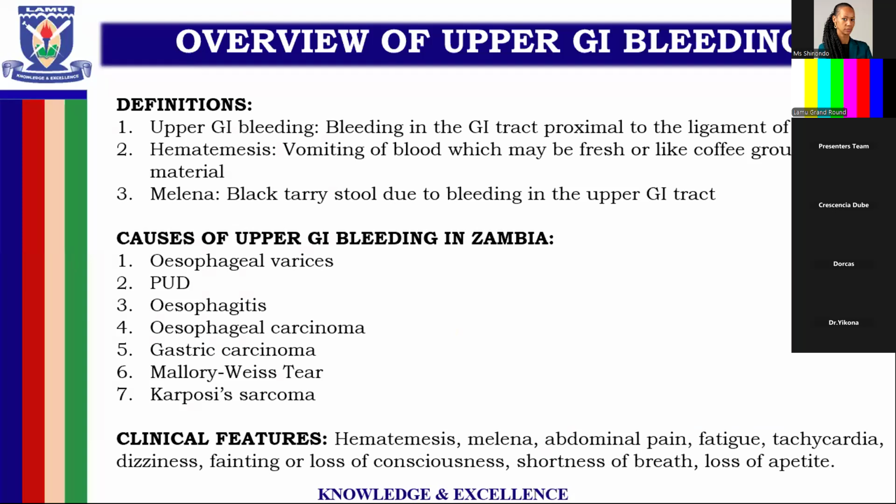Some of the causes of upper GI bleeding in Zambia include, number 1, esophageal varices, number 2, peptic ulcer disease. These are the top 2 commonest causes of upper GI bleeding in our setup here in Zambia. But some of the other causes are esophagitis, such as reflux esophagitis, for example, in the case of gastroesophageal reflux disease. We could also have esophageal carcinoma, gastric carcinoma, Mallory-Weiss tear, which is basically a tear or irritation of the mucosa in the lower esophagus. Then we could also have carcinoma as one of the other causes.